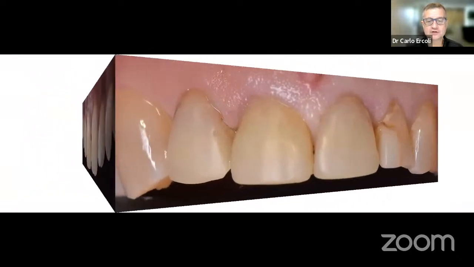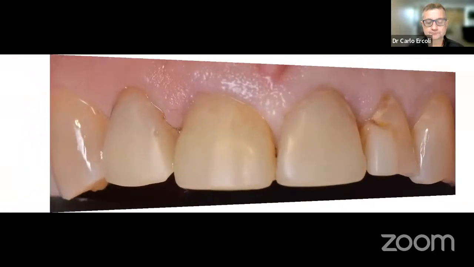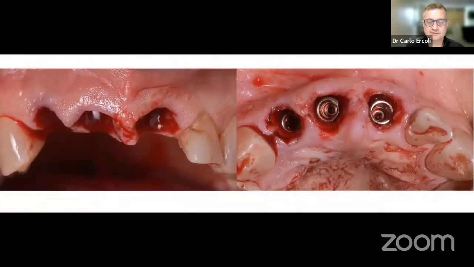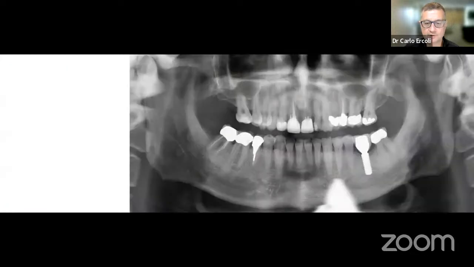Let's look at one more case. In this case, you see that there are 3 teeth, actually 4 teeth, but the 3 of them are 1-1, 1-2, and 2-1. And actually, they're all basically composite. You will see in a minute on a radiograph. So they are not great teeth in terms of fabricating tooth-supported crowns. So we extracted all of them, placed the 3 implants, 1 per each tooth.